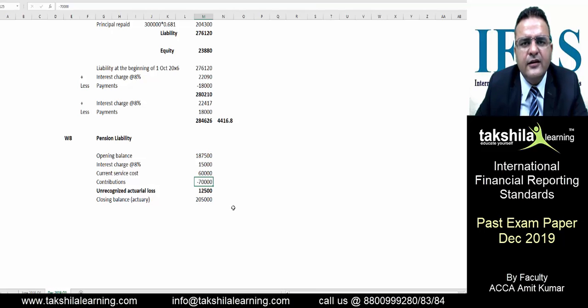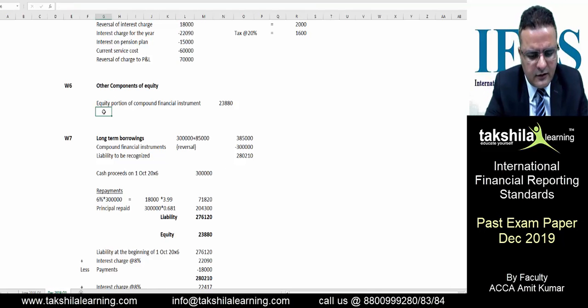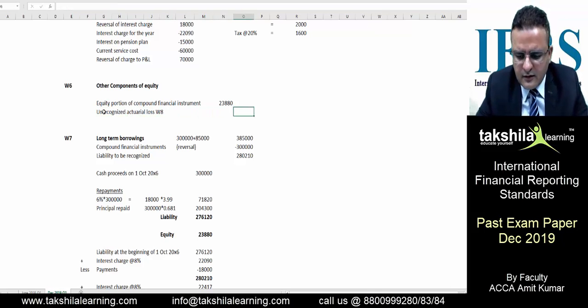There is an increase in liability of 12,500 because of this unrecognized actuarial loss, which also reduces the unrecognized actuarial loss. Working note number 8 is equal to minus 12,500.